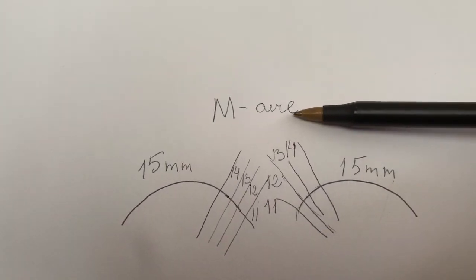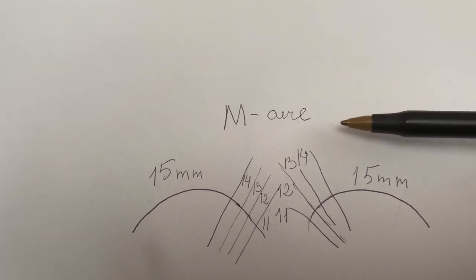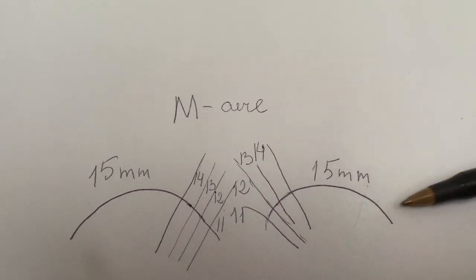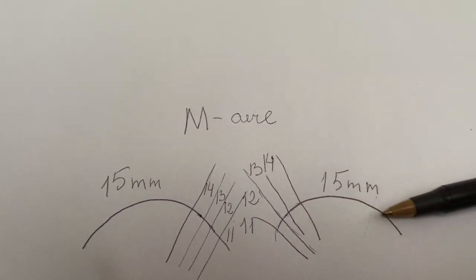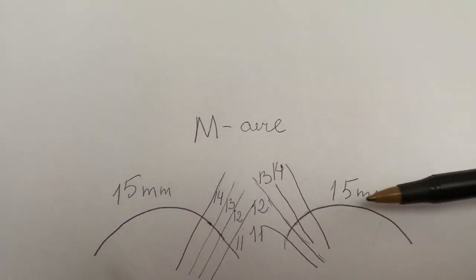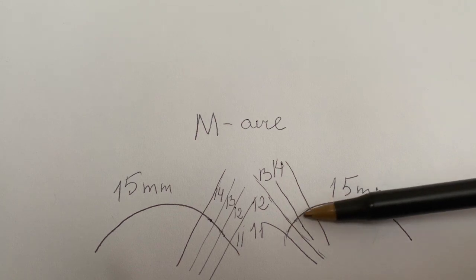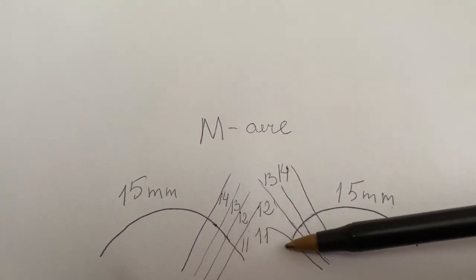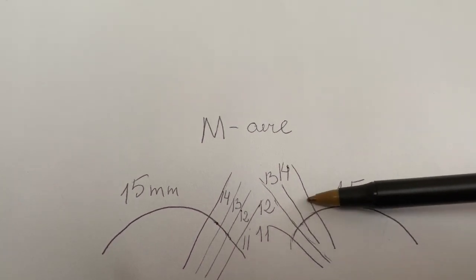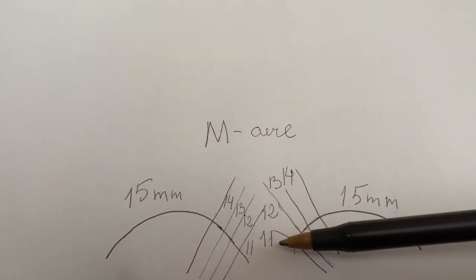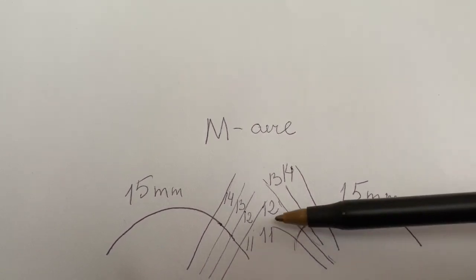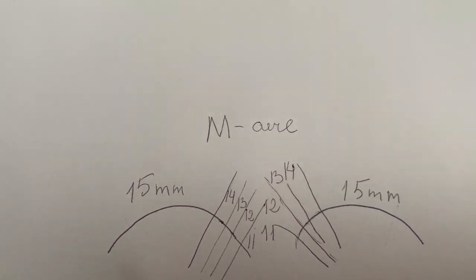I use M-curl, 0.07 thickness. 75% of the eye from the outer corner will be 15 millimeters, and then the rest of the inner part I divided into 4 same parts, and I applied to the innermost part 11, then 12, then 13, and then 15.